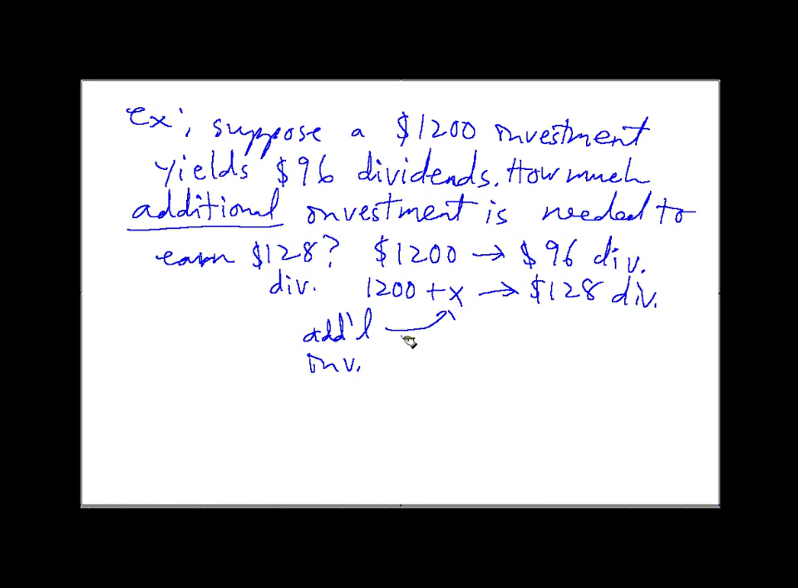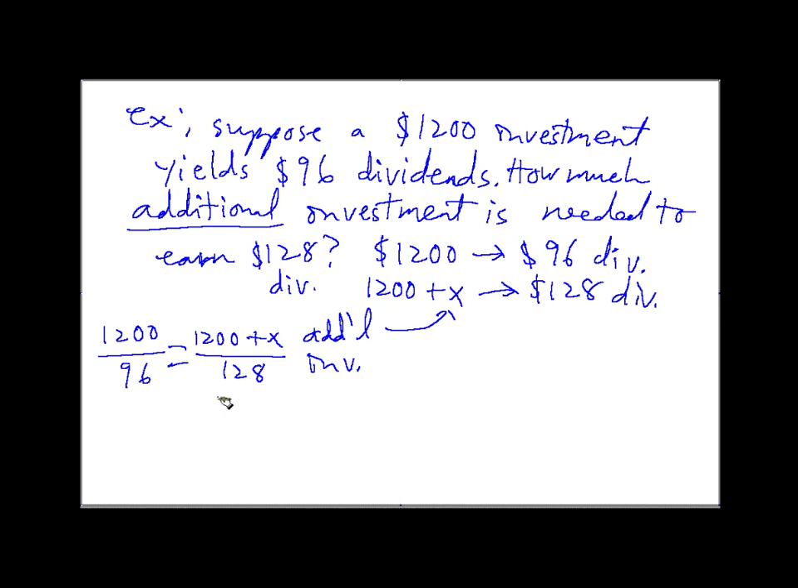Can we see that? So again, 1,200 will give me $96 in dividends. How much additional money do I need on top of the 1,200 to get to 128? Well, make that x. So 1,200 plus x will get me to 128. Let's go and set it up then. Investment to dividends as investment to dividends. So 1,200 over 96 is equal to 1,200 plus x over 128. Hopefully we see this proportion set up here.